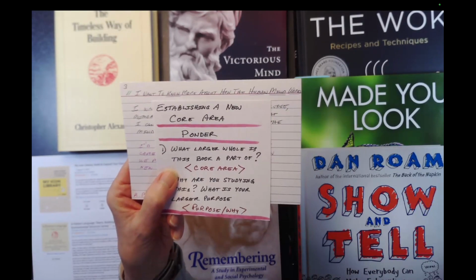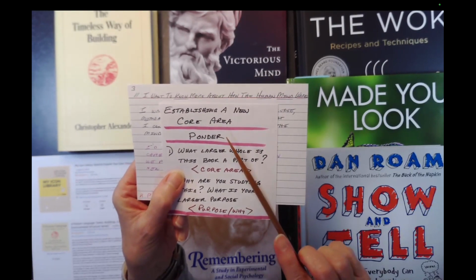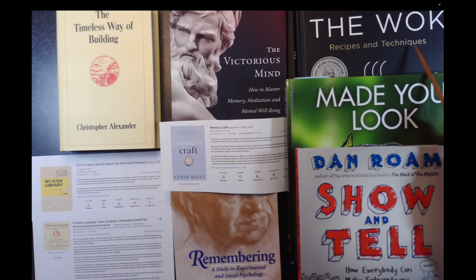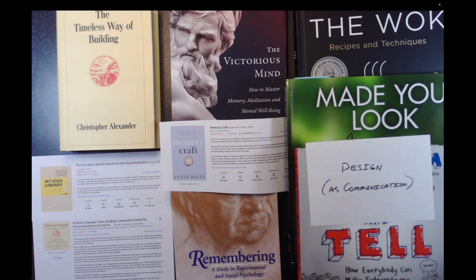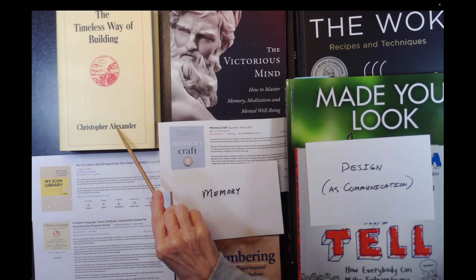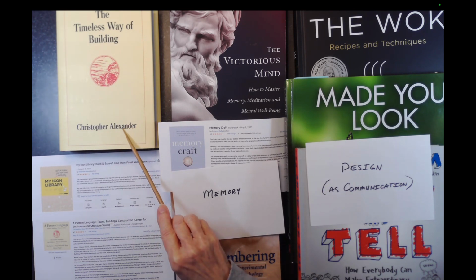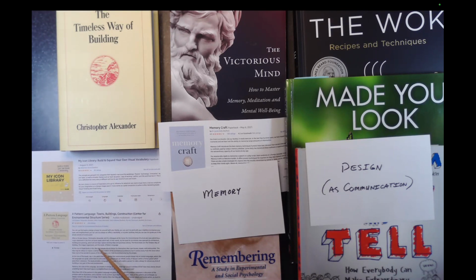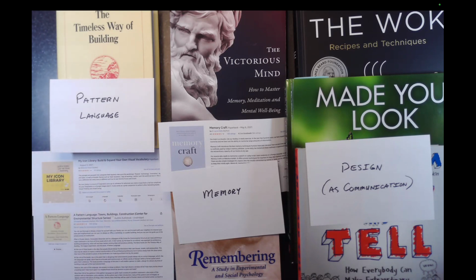Here are the books that I gathered around the core area of how the human mind works. This group, including a cookbook, are gathered for the purpose of understanding design as a communication tool. This group in the center, including one that's on order and not here yet, are around memory. This group over here, this book started me off in the series, plus two more, one on order and one I hope to get at some point, are around pattern language.